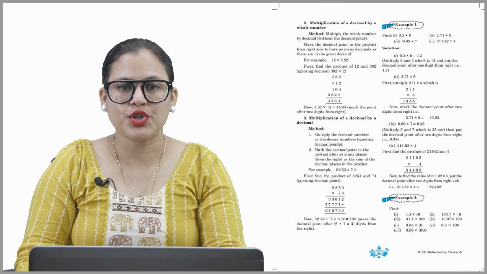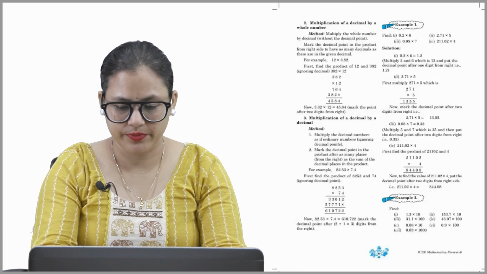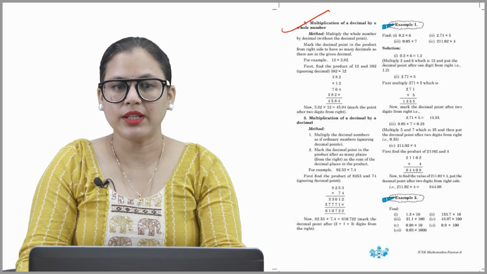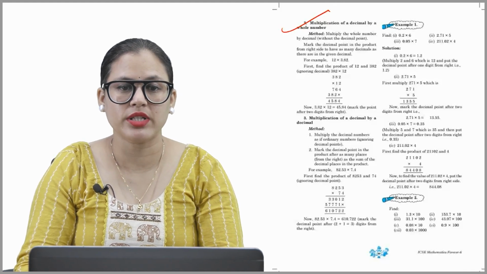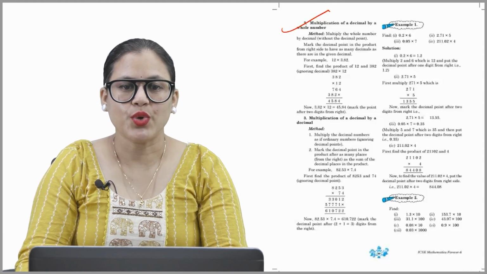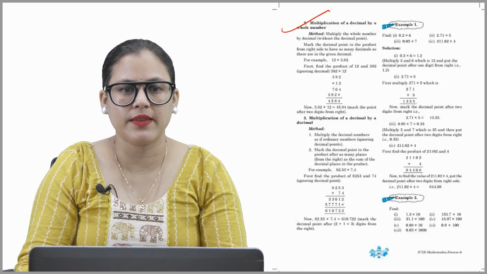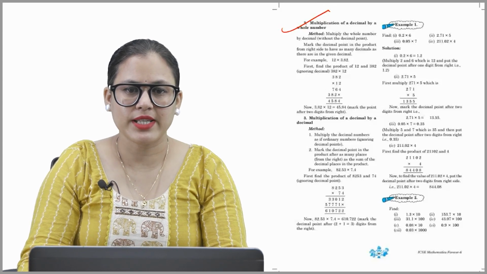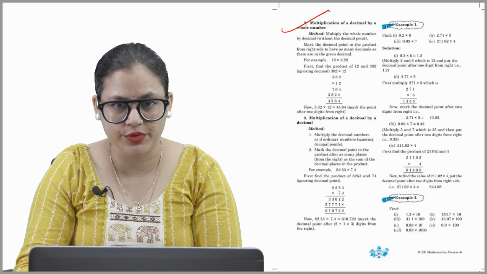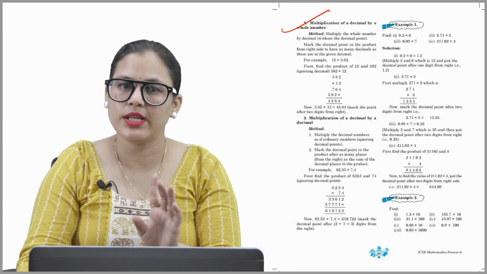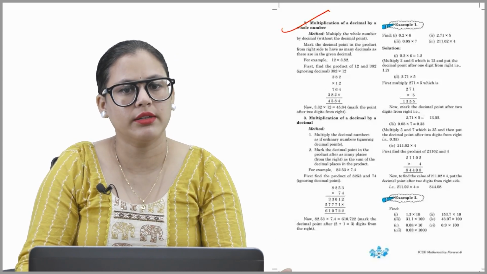Number 2, multiplication of a decimal by a whole number. Method: multiply the whole number by the decimal, meaning without the decimal point. Mark the decimal point in the product from the right side to have as many decimals as there are in the given decimal. For example, 12 into 3.82. First, find the product of 12 and 382, meaning first you will ignore the decimal.